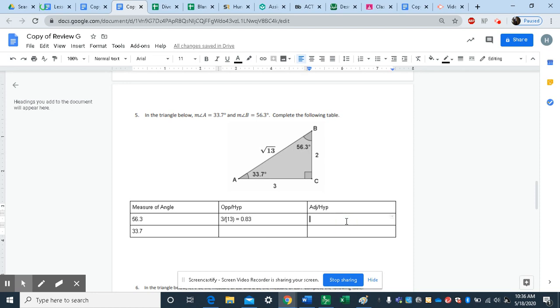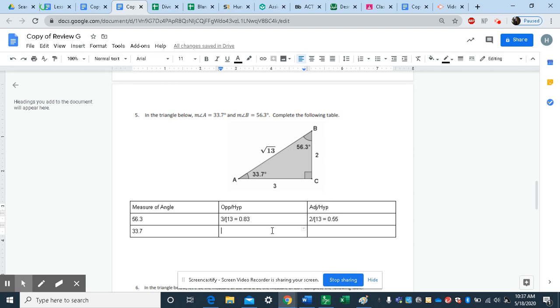So now for adjacent over hypotenuse, we're doing the side that's attached, BC. So it'd be 2 divided by root 13, which equals 2 divided by 3.61, sorry. So that would be equal to 0.55.